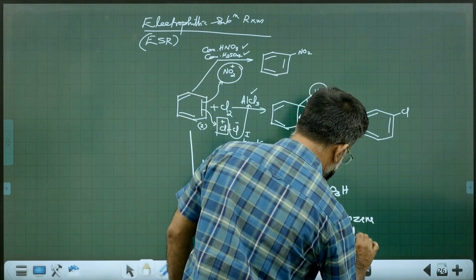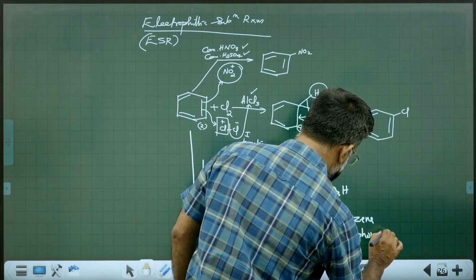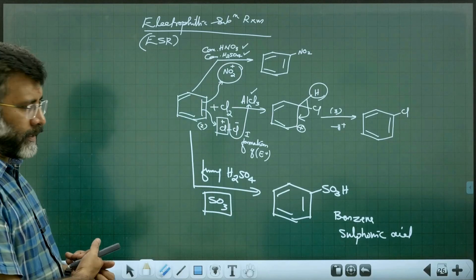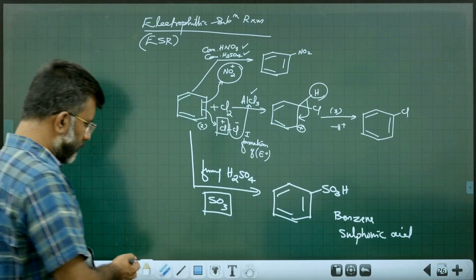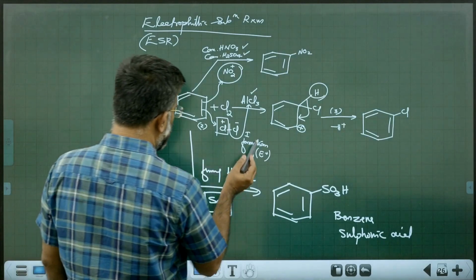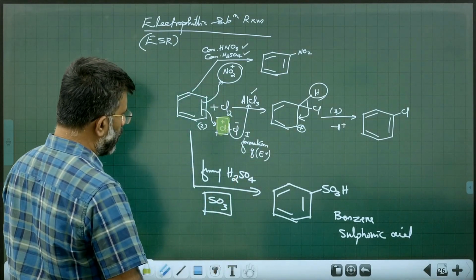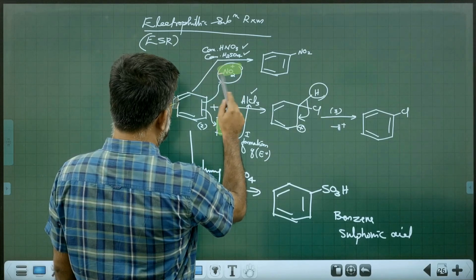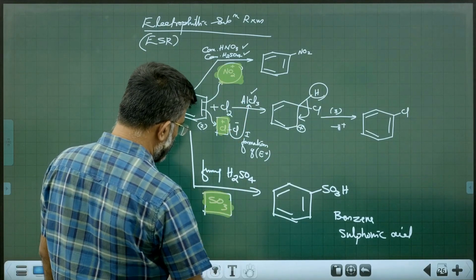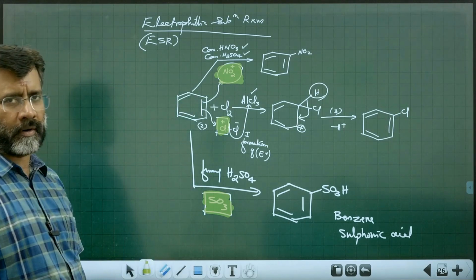Benzene sulfonic acid. That is the sulfonation reaction. Here the electrophile is the halonium ion, chloronium ion. Here the electrophile is the nitronium ion, and here the electrophile is a neutral one, SO3, sulfur trioxide.